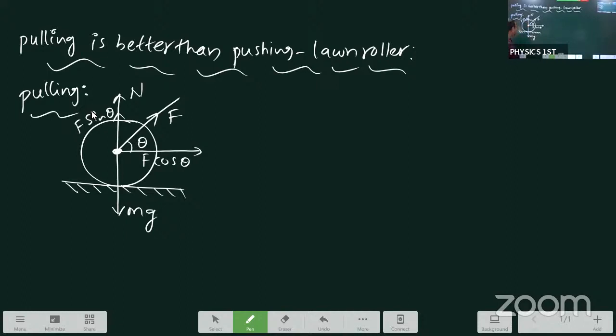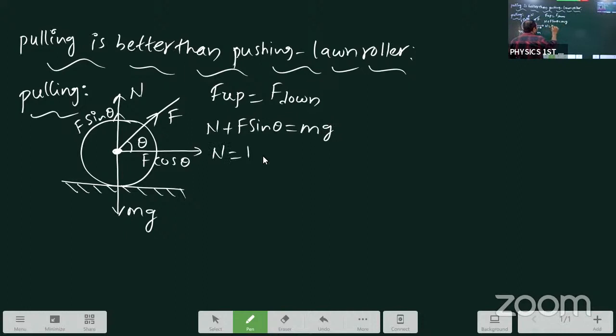This one is only pulling. Now sum of upward forces equals sum of downward forces. Upward: N plus F sin theta. Downward force: mg. From this, what is the normal reaction formula? N equals mg minus F sin theta. This is the normal reaction.